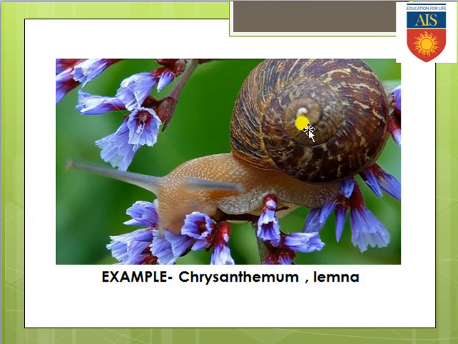Coming to the figure, here you can see this is a snail, and it has actually come to a purple colored flower, and this flower's pollination is commonly happening by this specific mollusk organism. For example, you can see chrysanthemum, lemna. These are the plants which are commonly pollinated by the help of mollusk organisms.